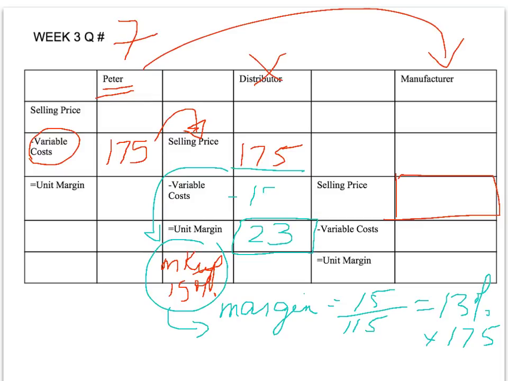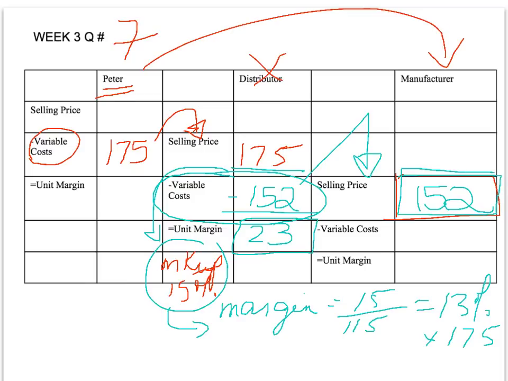Working your way back up, variable costs have to be 152. Well, if the distributor's variable costs are 152, that means that the manufacturer's selling price must have been 152. That's the answer to the question.